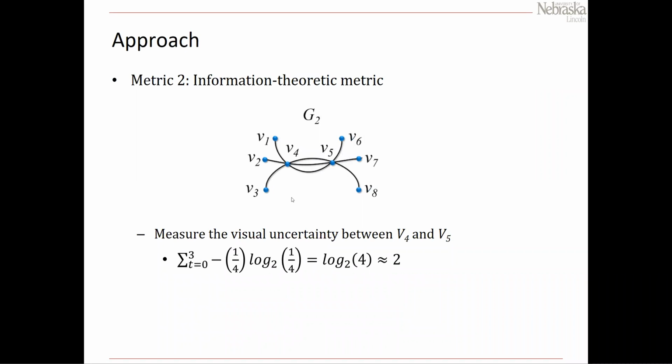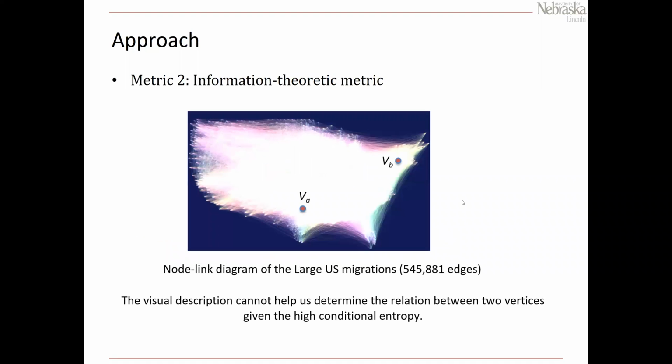And alternatively, we can give a relatively more complex edge bundling result. And we want to measure the visual uncertainty between V3 and V4. And now we can see there are 3 paths between them. And then we can see the conditional entropy encoding the uncertainty between V3 and V4 is increased to 2. Which means the visual uncertainty has been increased if there are more paths between the 2 vertices. Okay. So intuitively, this can be easily seen using this relatively complex node-link diagram visualization.